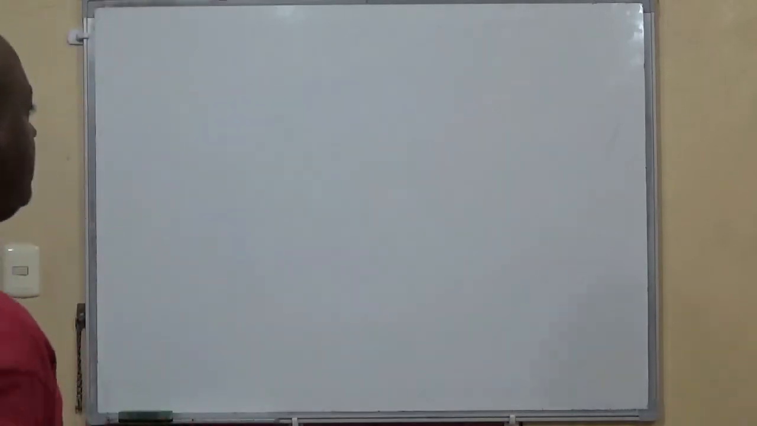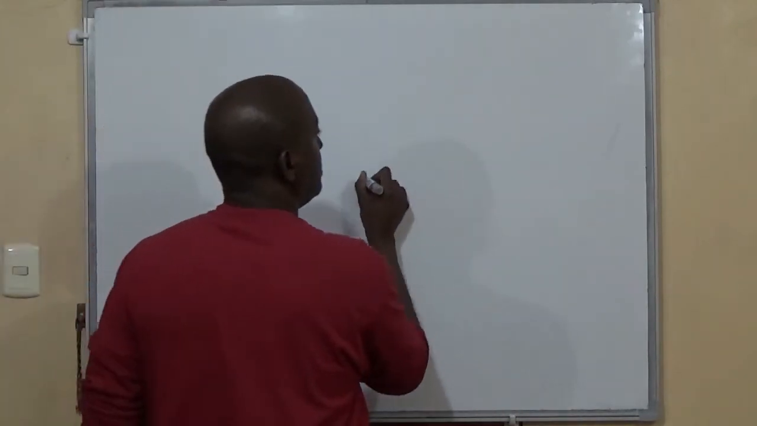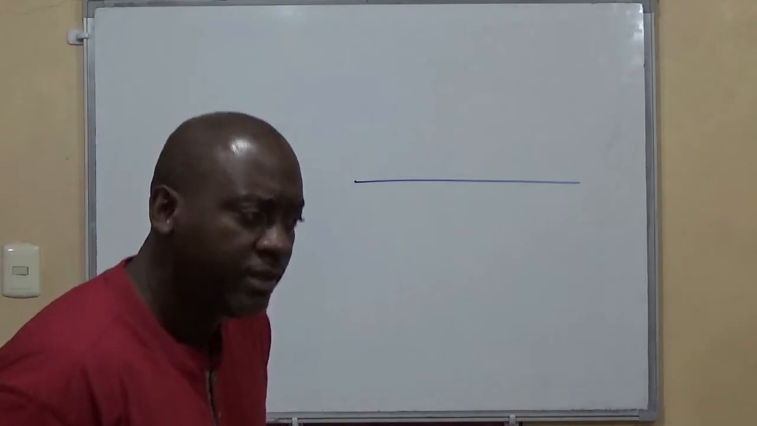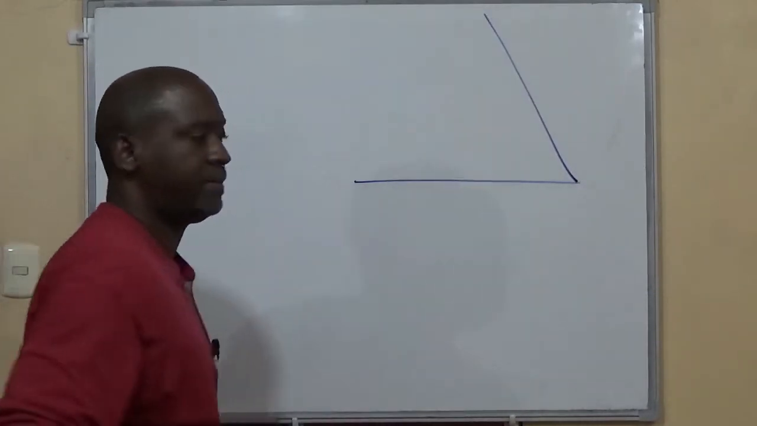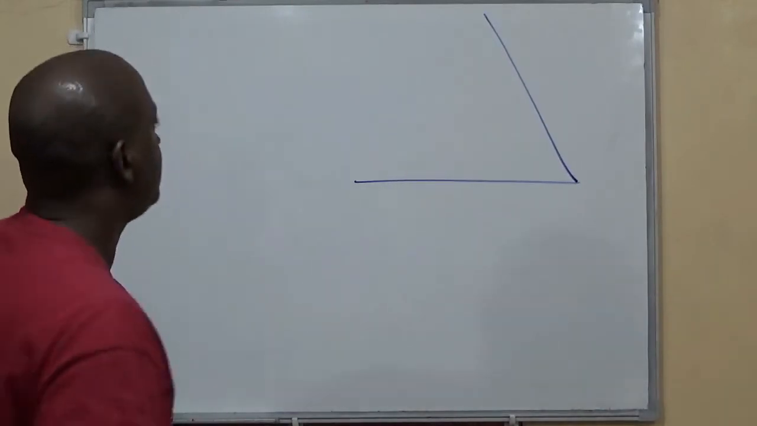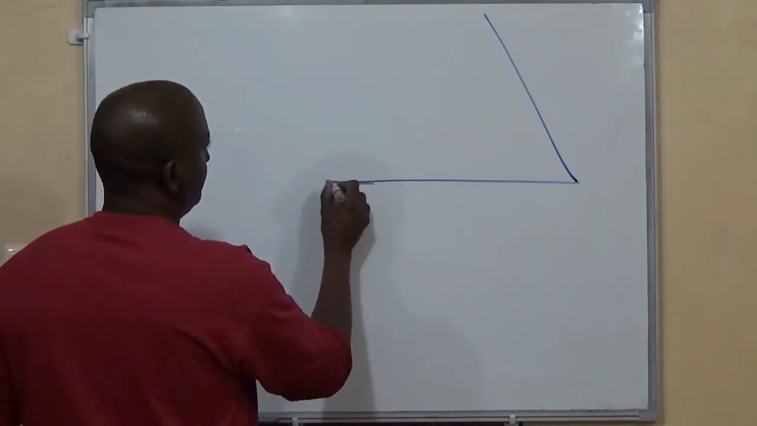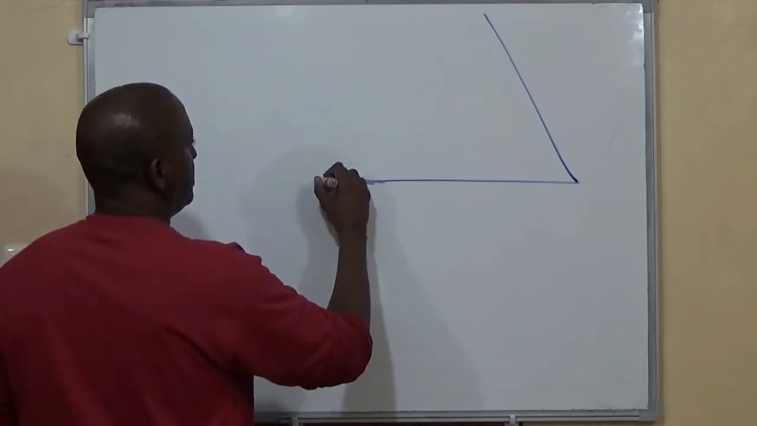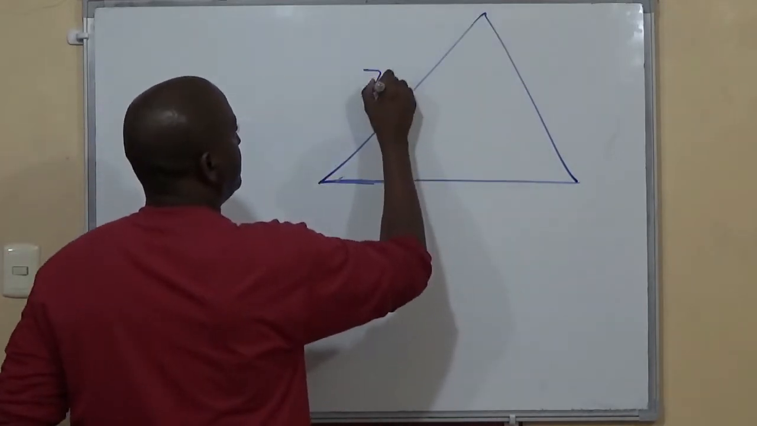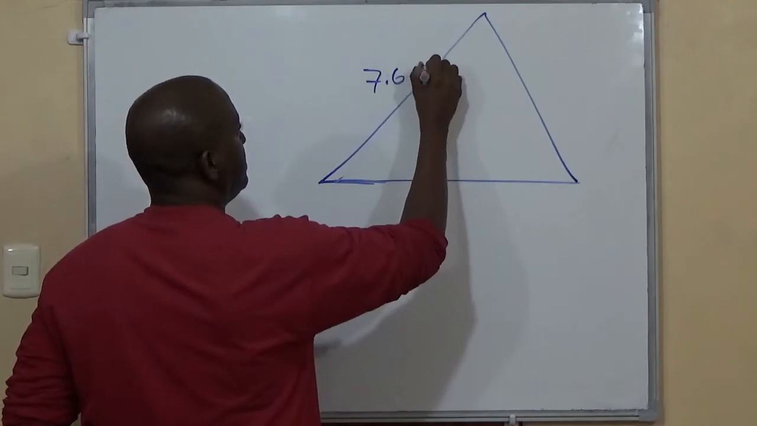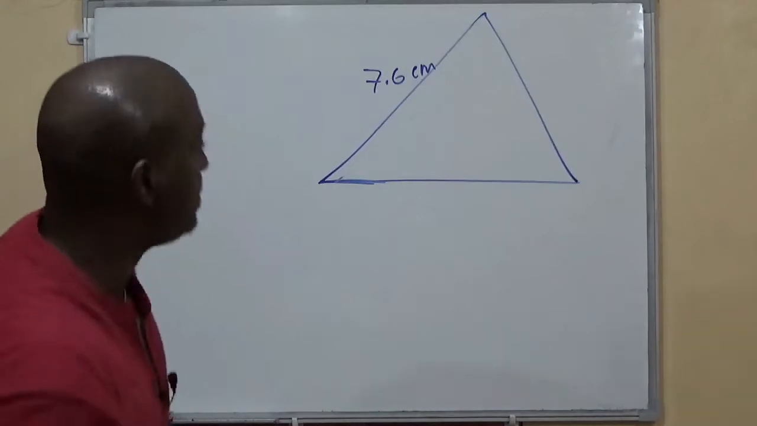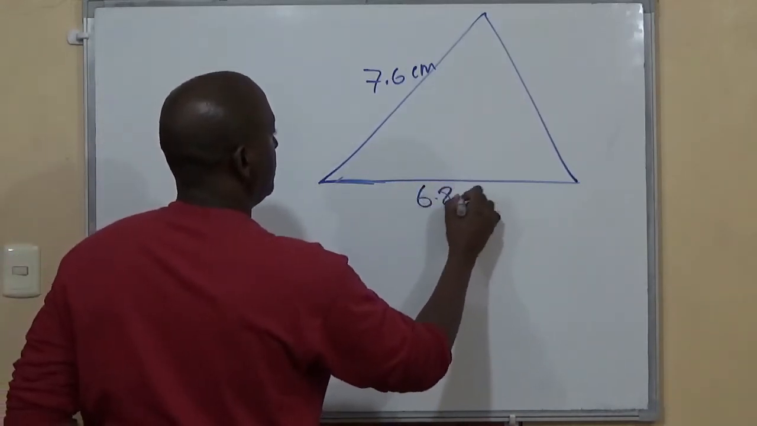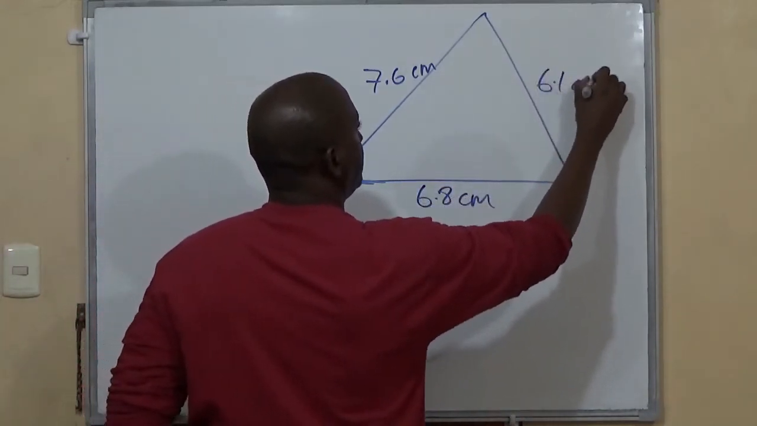So, what's the triangle? The base is 6.8. Triangle looking like this. 6.8. The other side is 6.1. That's something like this. And then we have a 7.6. Let me make it look kind of longish now. Right? So this is 7.6 cm. This is, what's the other figure there? 6.8 centimeters. And this is 6.1 centimeters.